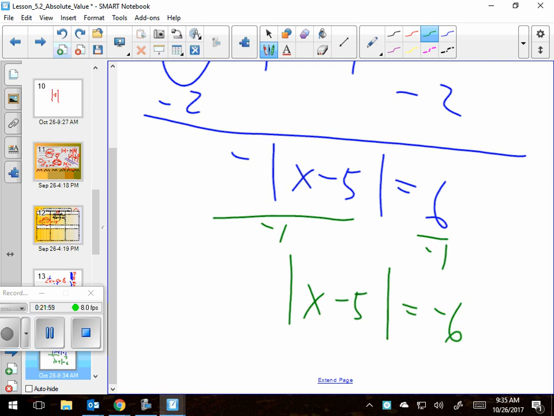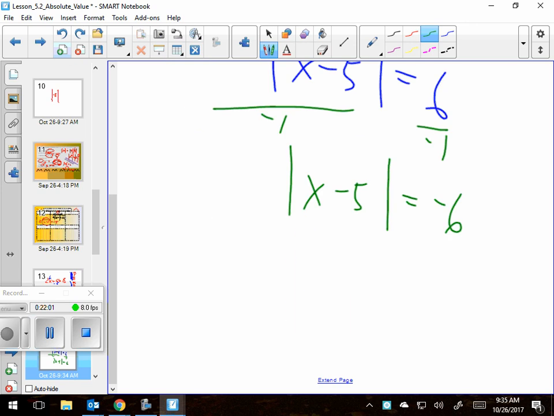This one's impossible. Did you get how it would have been really easy to just keep going and split it into 2 and get 2 answers that are completely false? They don't work. So don't get trapped into that. You've got to watch out for absolute values equaling negatives, because that's not possible.